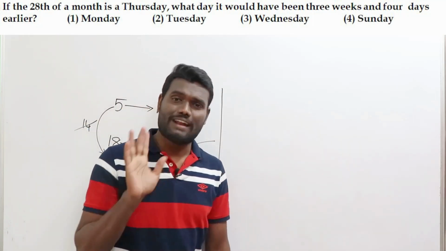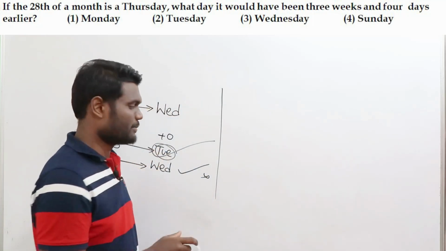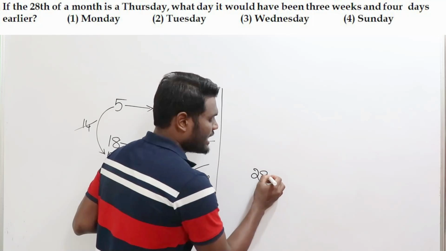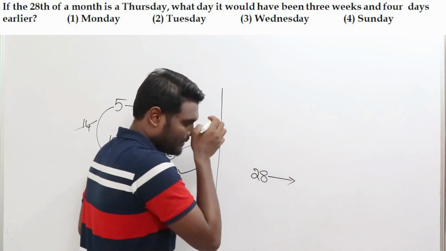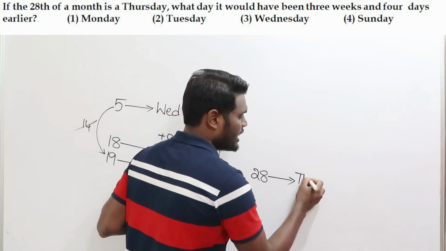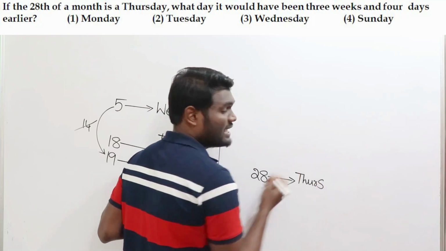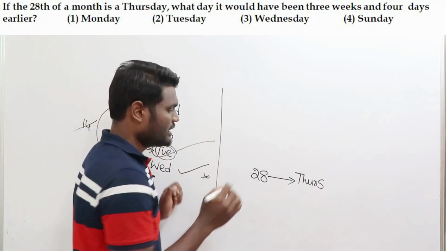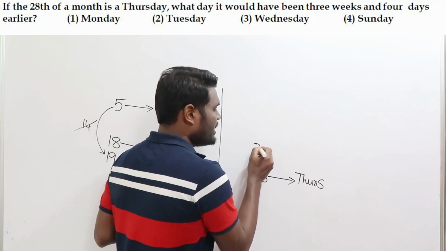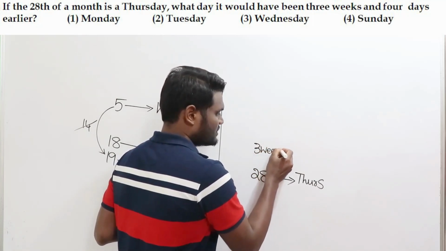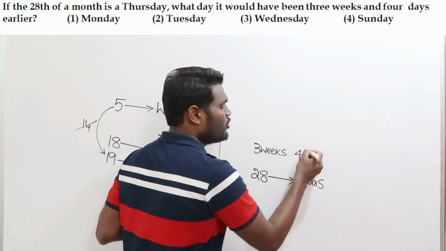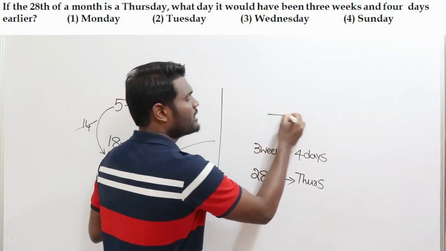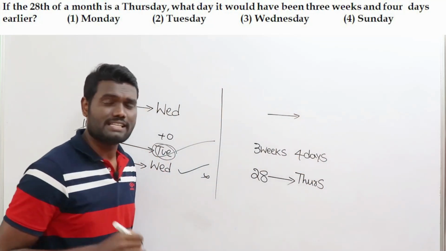So hope you got your answer. Okay, fine. Now let us check. The question said that if the 28th day of a month is Thursday, your question is to find what day is 3 weeks 4 days earlier. What day is 3 weeks 4 days earlier?